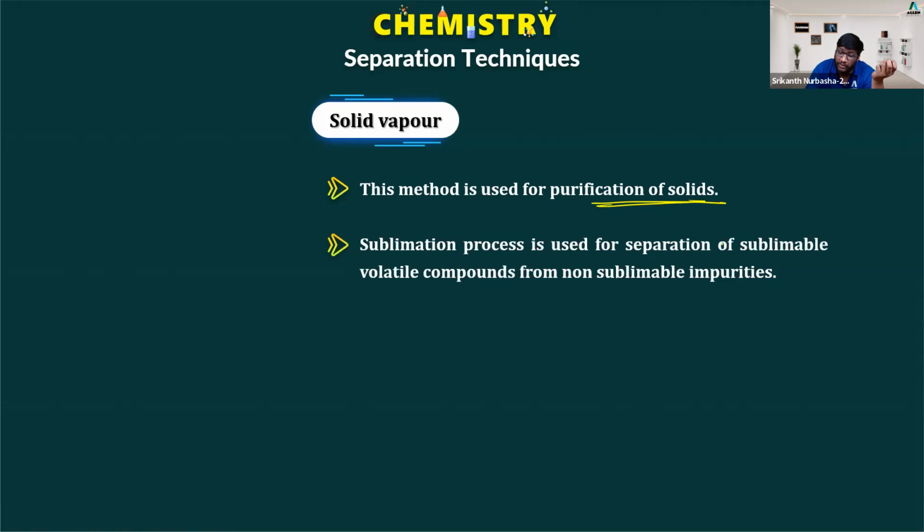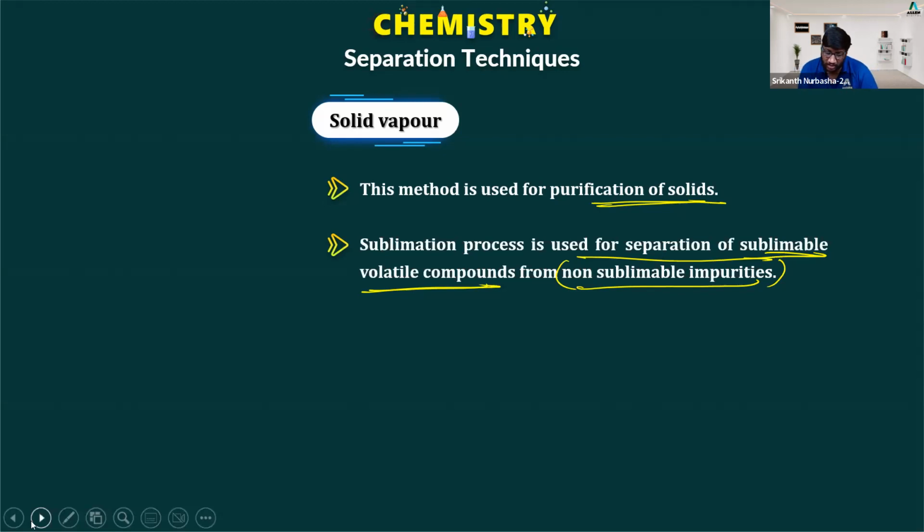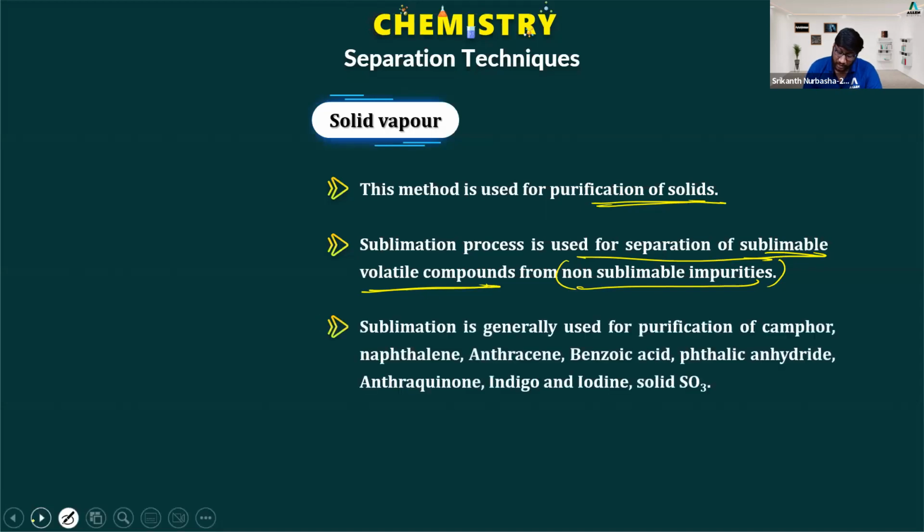The sublimation process is used for separation of sublimable volatile compounds from non-sublimable impurities. If impurities are also sublimable, then what's the point? If I give heat, all of them will go into the vapor state. Earlier all of them were in the solid state, now I have given heat and all of them went into the vapor state. So there is again a mixture. No separation happened. So the required compound has to be sublimable, and the remaining are non-sublimable impurities.